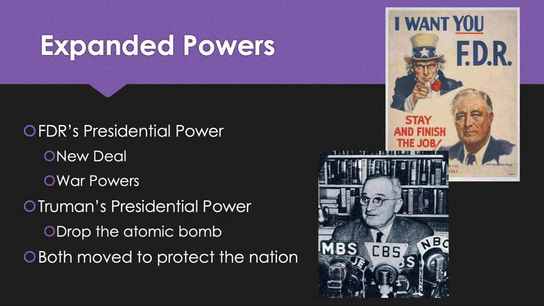And then we see the powers again expanded by Truman's decision to drop the atomic bomb. Now, Truman, we'll talk about in just a second, but the decision to drop the bomb, there's nothing in the Constitution that says we're allowed to drop a bomb. Nothing. But Truman takes on that decision again, showing the absolute power of the presidency in times of war.